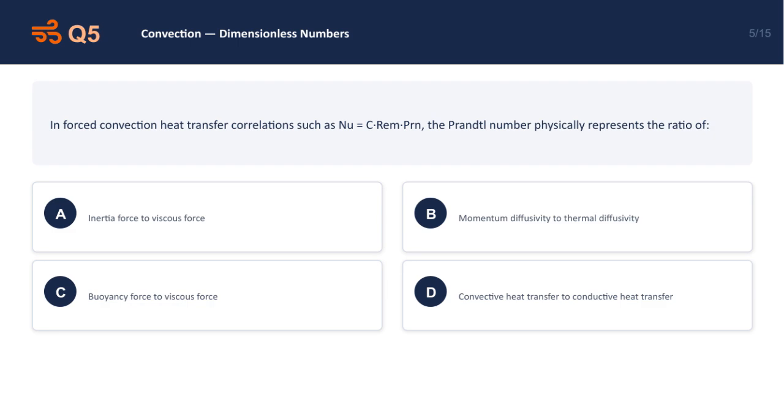Just to clarify, the Reynolds number represents the ratio of inertia force to viscous force. The Grashof number compares buoyancy force to viscous force, and the Nusselt number represents the ratio of convective to conductive heat transfer. So here, the key takeaway is that the Prandtl number gives us insight into the balance between momentum and thermal diffusion in forced convection scenarios.